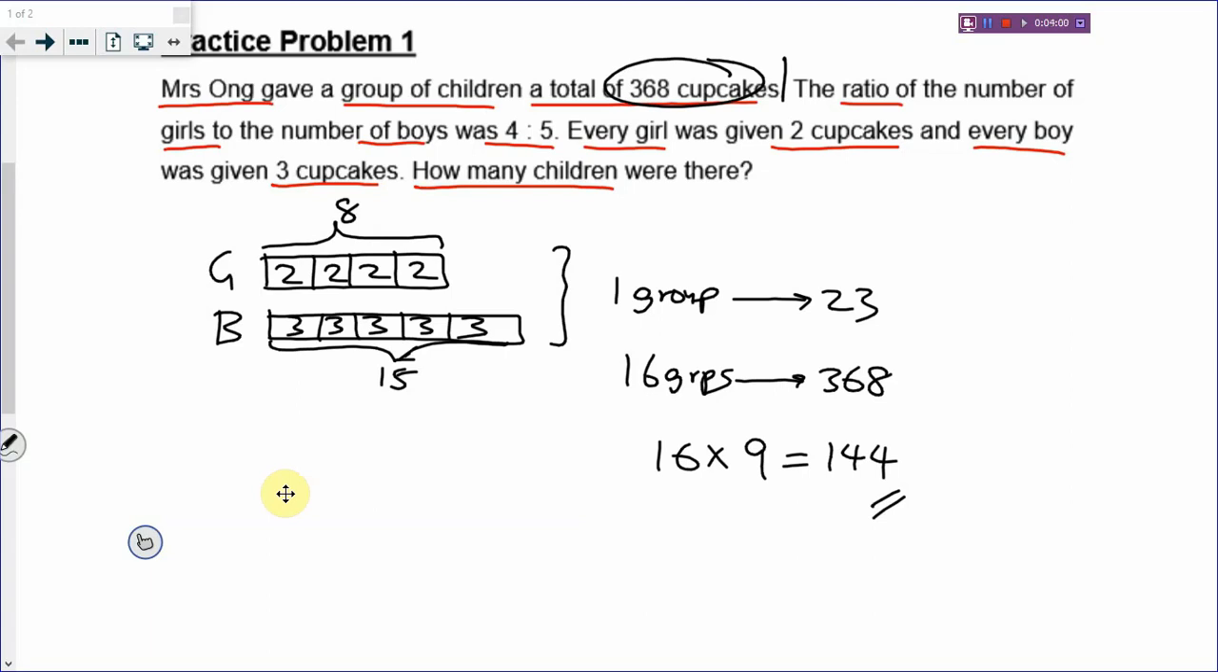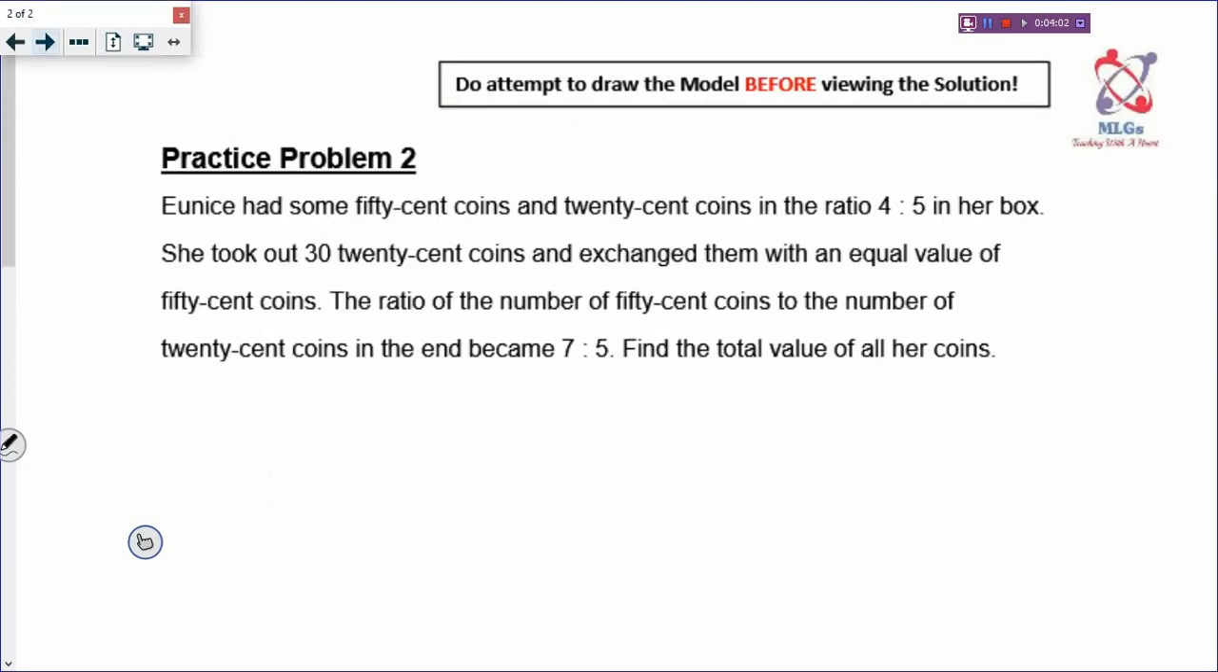Okay, so let's go on to question number 2, and let's read. And this is a 4-mark question. Eunice had some 50-cent coins and 20-cent coins in the ratio 4:5.